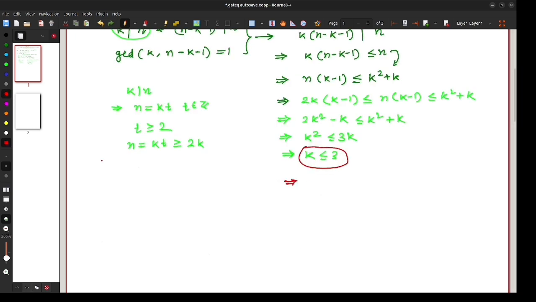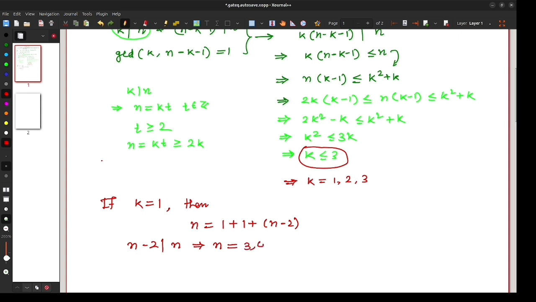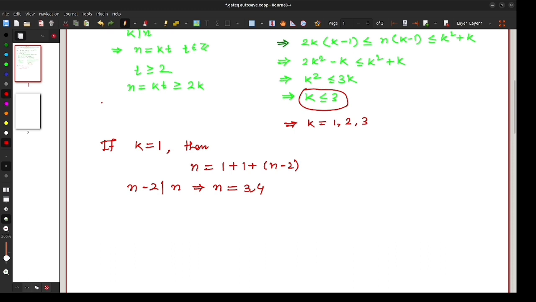The possible values of k are 1, 2 and 3. If k equal to 1, then the class equation will be n equal to 1 plus n minus 2, and n minus 2 divides n, which implies n must be equal to 3 or 4. If n equal to 3, that is the cardinality of G is 3, then G is isomorphic to Z3, because there is only one group of order 3 up to isomorphism, which is Z3. In this case, the class equation of G will be 3 equal to 1 plus 1 plus 1. So G has 3 conjugacy classes.